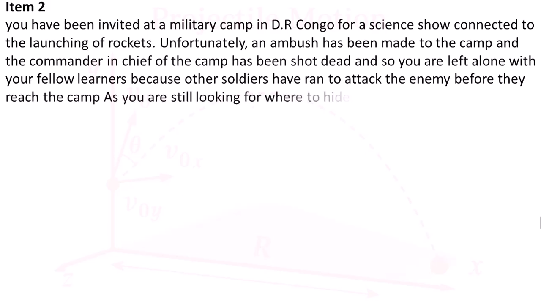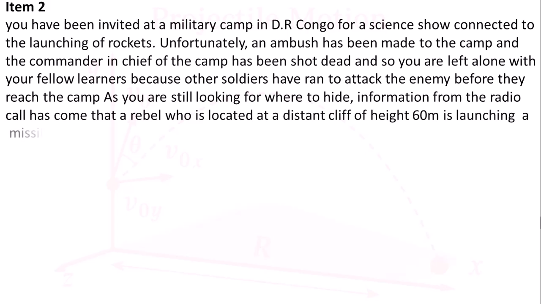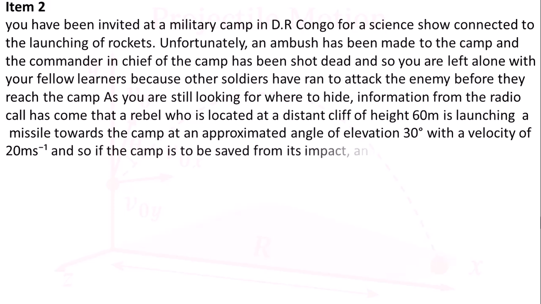As you are still looking for where to hide, information from the radio call has come that a rebel, who is located at a distant cliff of height 60 meters, is launching a missile towards the camp at an approximated angle of elevation 30 degrees, with a velocity of 20 meters per second.